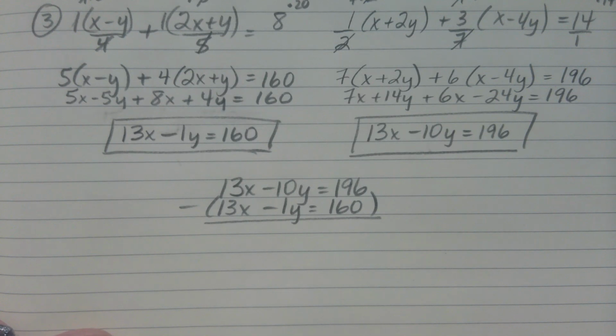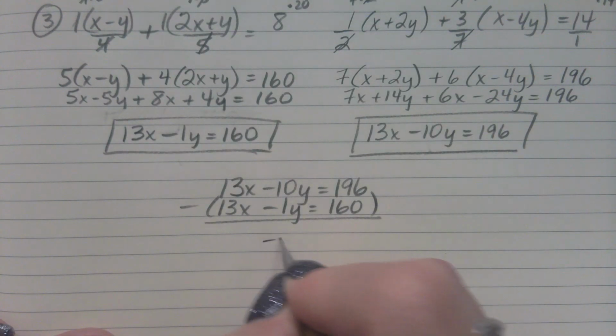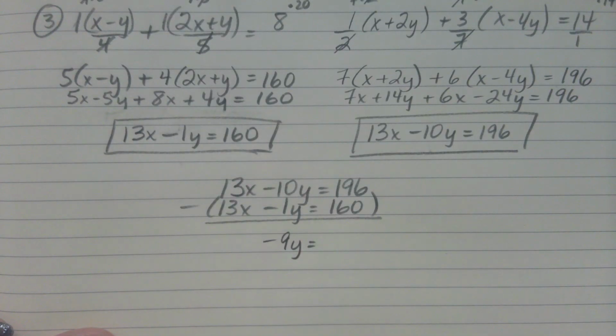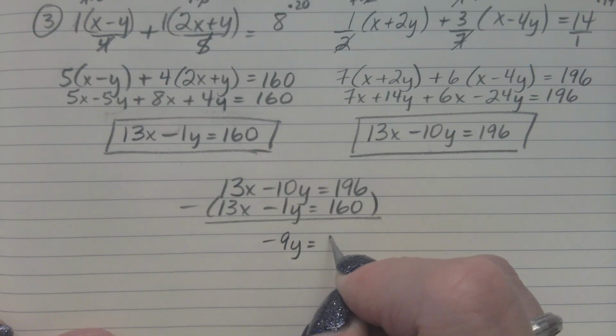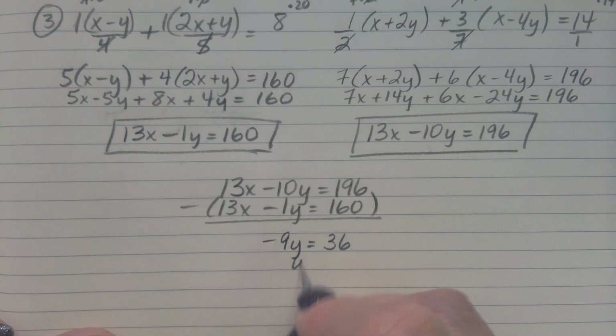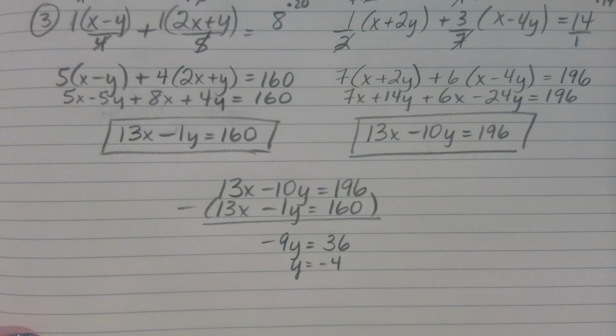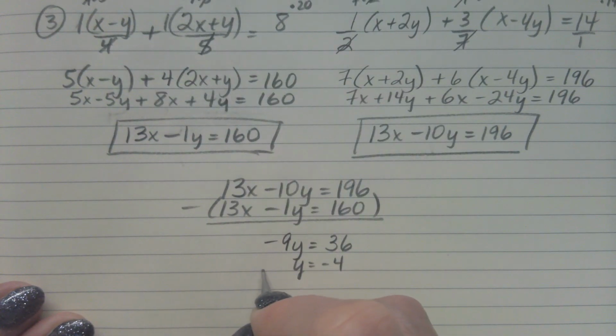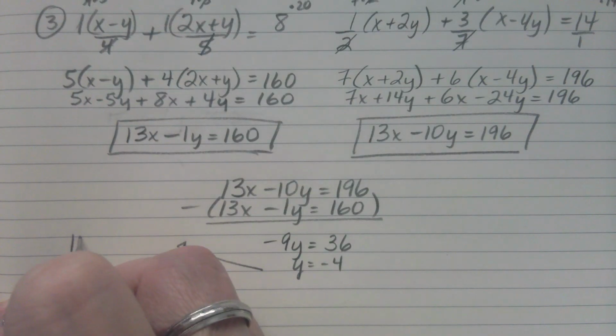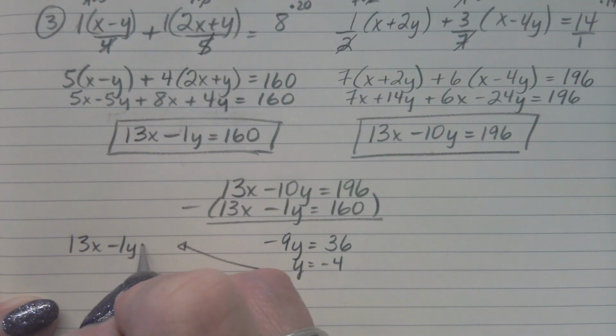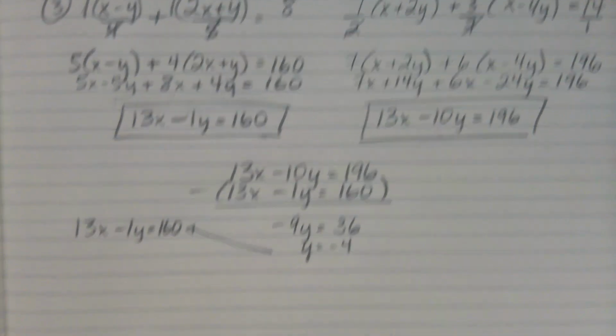I'm going to add the 1 to get a negative 9Y, and I'm going to subtract that off, giving me a 36. Y is negative 4. Doesn't make a difference, either of them. I'm going to go this direction: 13x minus 1y equals 160.